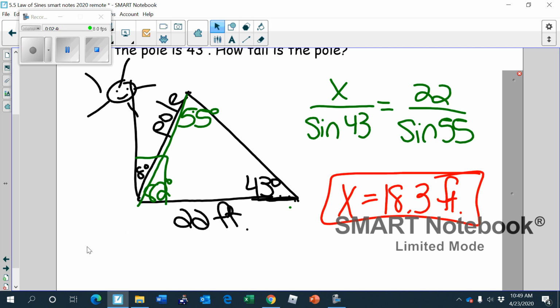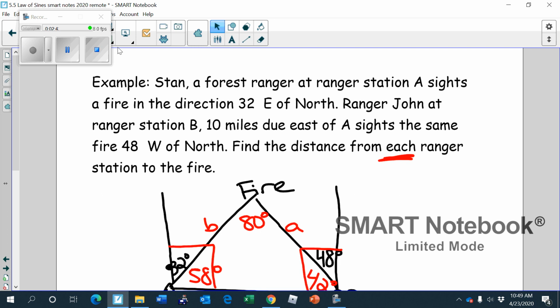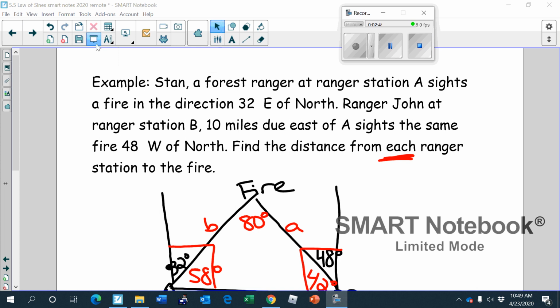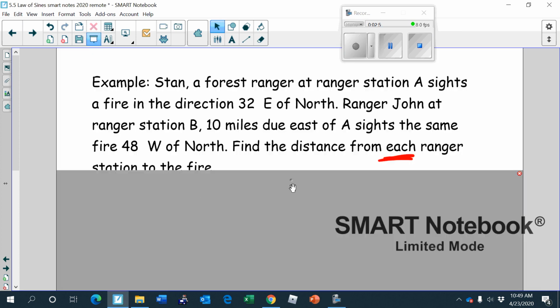Okay. All right. Let's try another one. The only reason this one's confusing is because of the drawing. So again, I'll help you out with the drawing. Let's see, here we go.